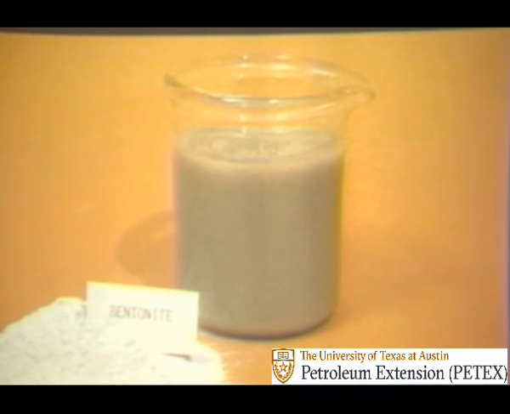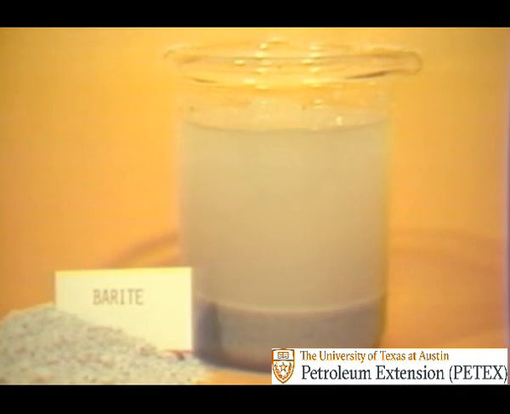Here, for example, bentonite clay, an active solid, has been put in a beaker of water, which is a chemical, by the way. The bentonite has reacted with the water to form a thick, viscous liquid. Bentonite also reacts with other chemicals. By inert, we mean that the solids do not react with chemicals. Here, barite, an inert solid, only settles to the bottom and does not react. Nor does barite react with the other chemicals.